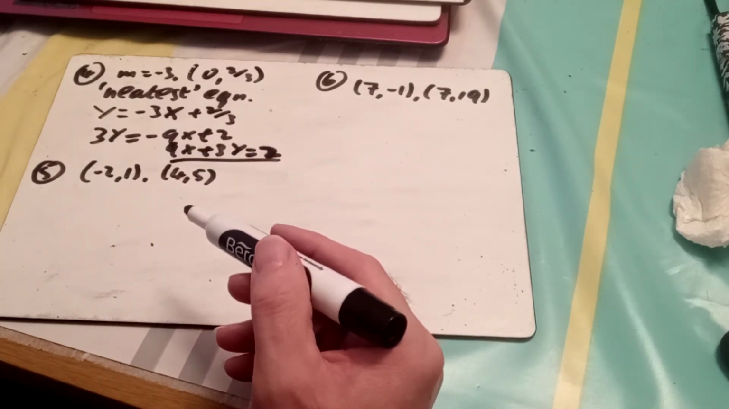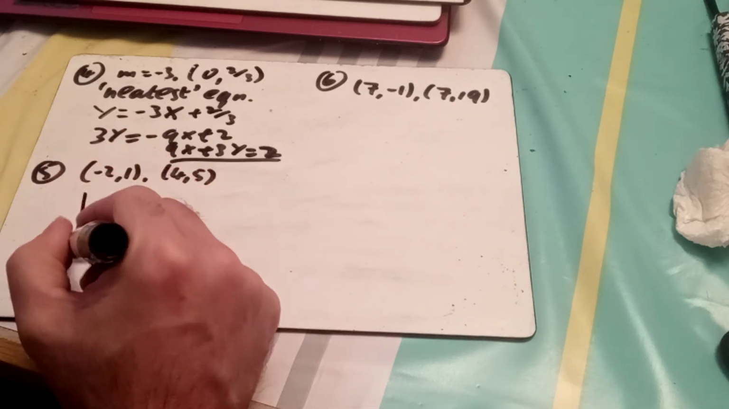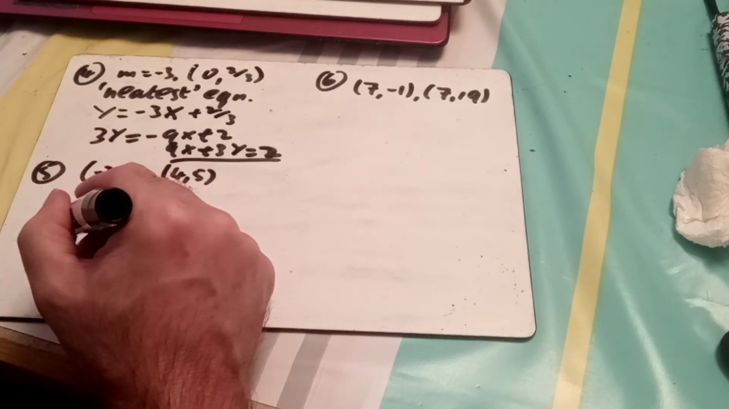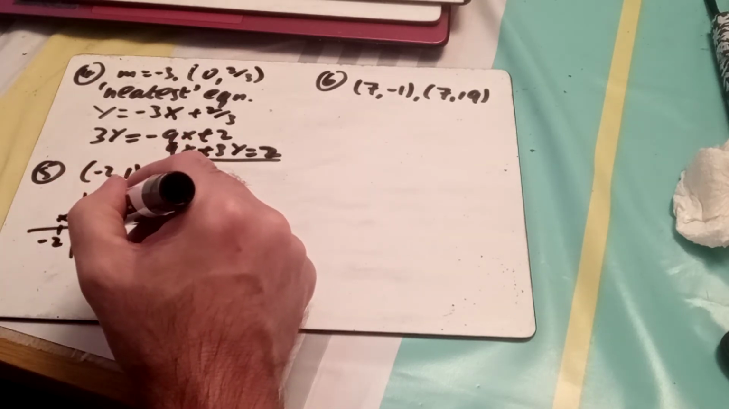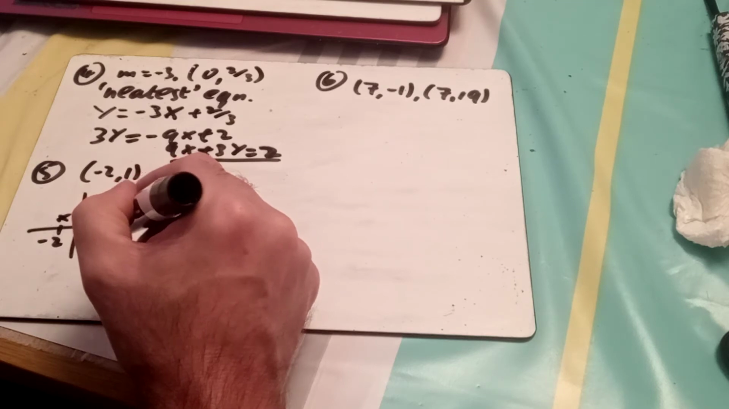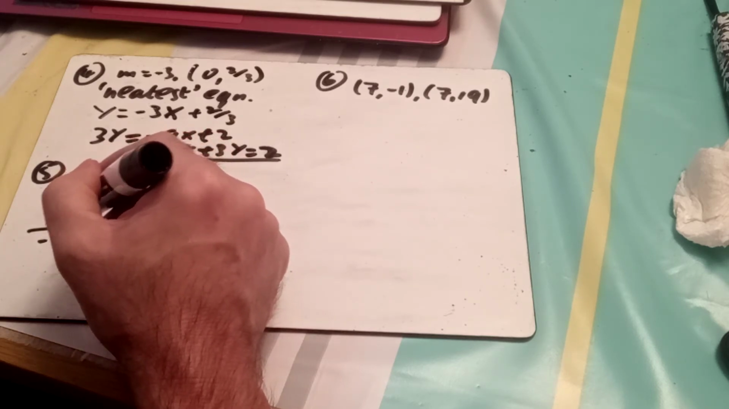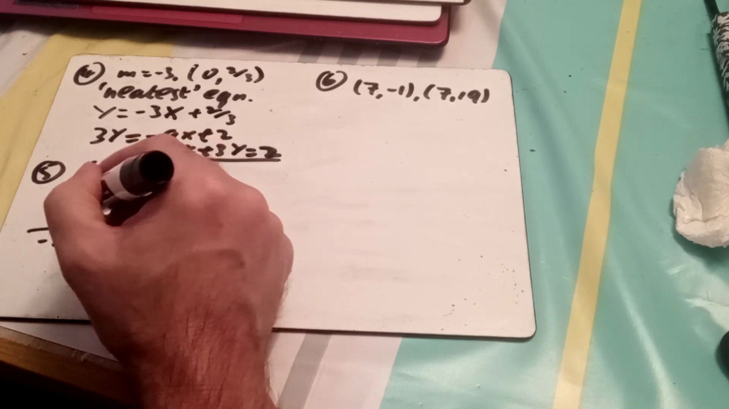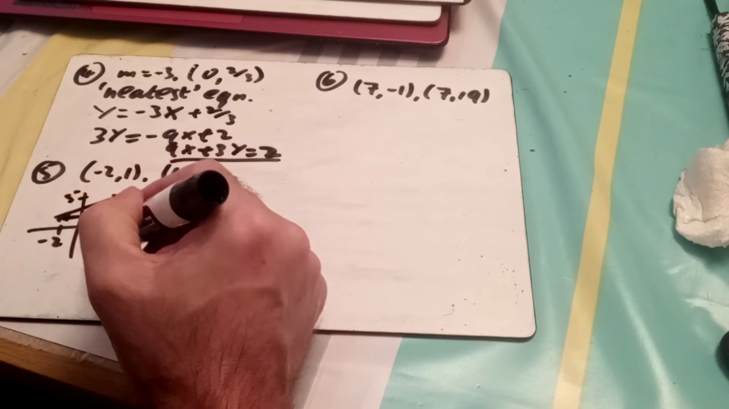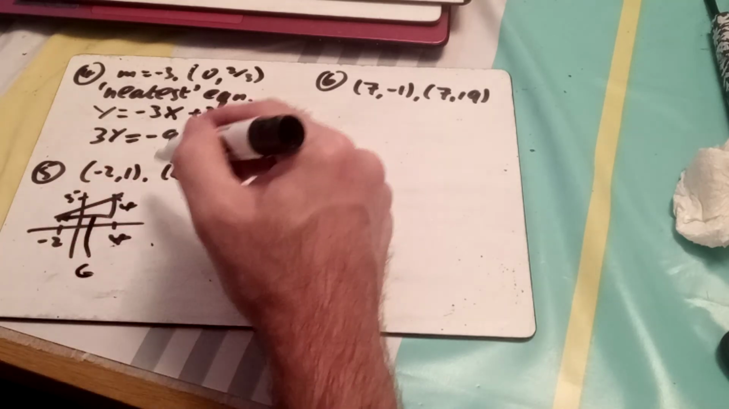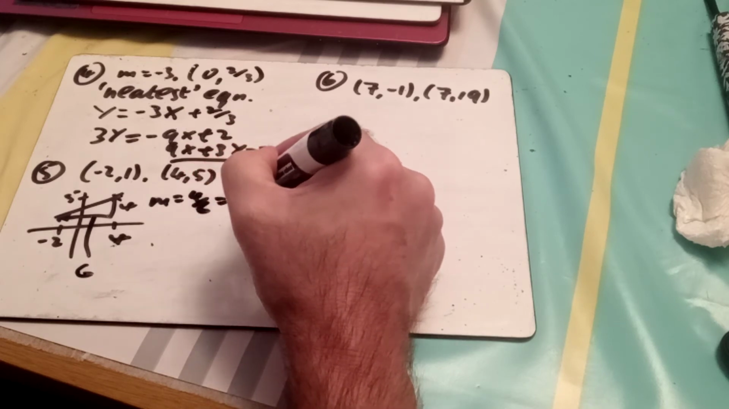It wants the equation that links 2 points. Well, as before, let's sketch them. Minus 2, 1, there, to the point 4, and then 5, there. So I'm going from 1 to 5, so I've gone up 4, and along from minus 2 to 4, 6. So m equals 4 over 6, which is 2/3.